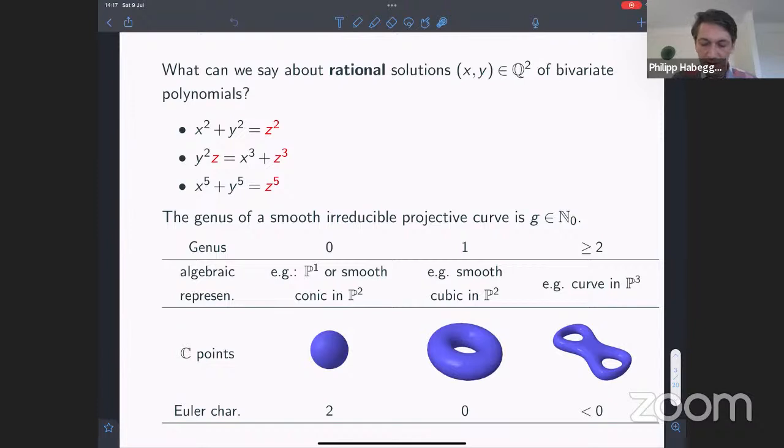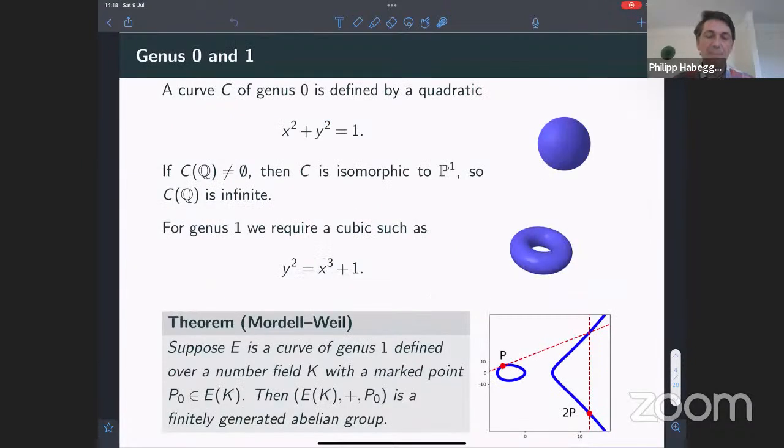So you can also think of these 3 columns as characterized by the sign of the Euler characteristic, which would be positive on the left, 0 in the middle, and negative on the right. So it turns out that this characterization of smooth projective curves also has something to say about the set of solutions of the corresponding Diophantine equation that we have on top there. So let's see what happens in low genus, in genus 0 and 1.